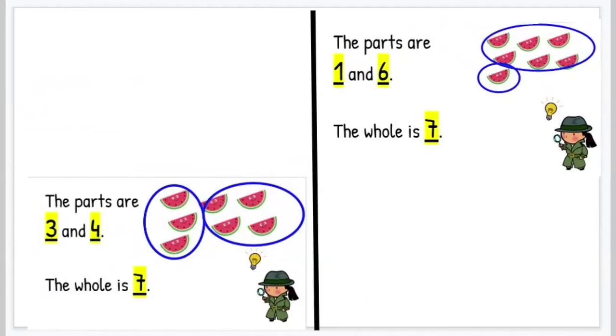I'm noticing even though we have different hidden parts in each way we did this, the whole amount is the same. The whole amount is 7, either way we did this problem. Pretty cool. And it should be the whole amount because looking at these watermelon slices, it's the same. No matter how you broke the hidden parts up, there's the same amount both ways.